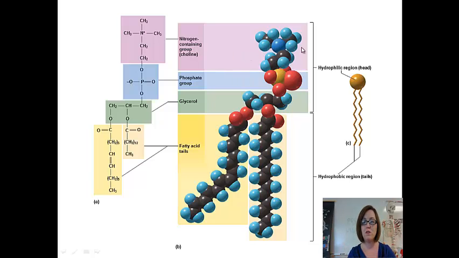So this upper portion of the phospholipid is called the head, and we say the head of the phospholipid is hydrophilic because of that phosphate group. And this bottom portion where we have the hydrocarbon chains, also called fatty acids, that part is nonpolar and therefore hydrophobic. We call those tails, hydrophobic tails.